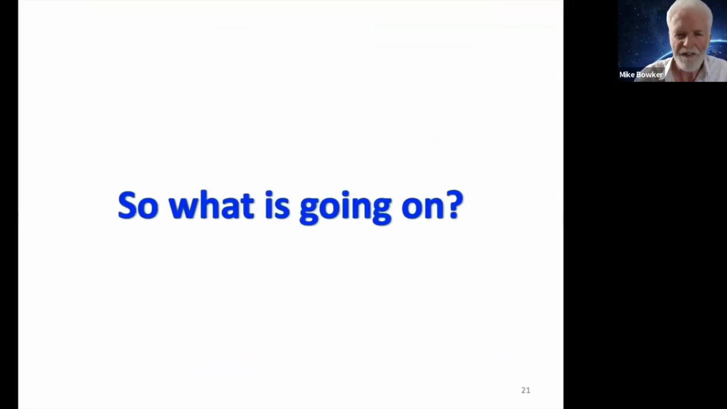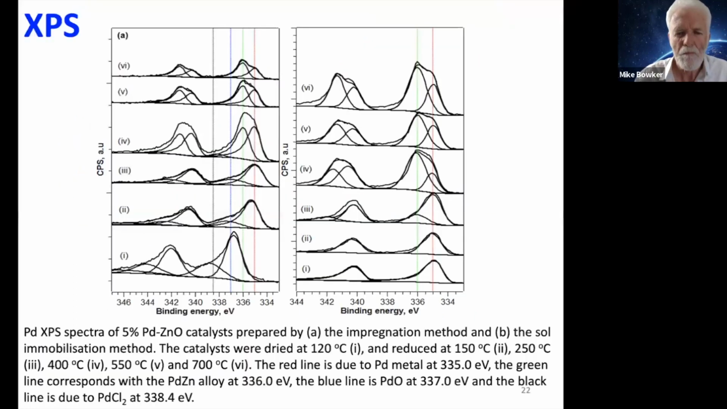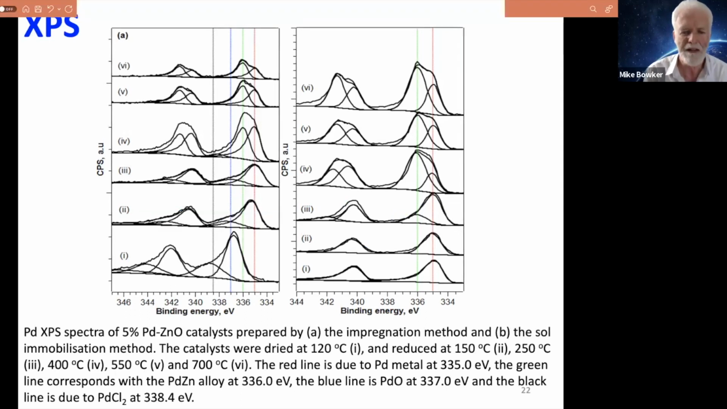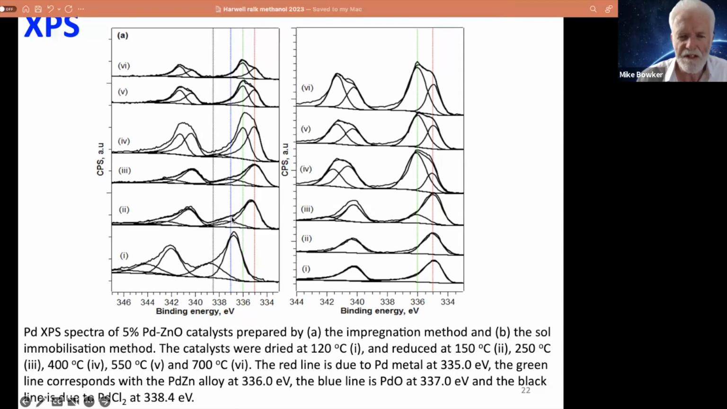So what is going on in this system? If we look at XPS first, this is what happens in the XPS palladium 3D signal when we prepare the catalyst to begin with, and that's here, and we see palladium oxide, as you might expect. As we increase the temperature under reducing conditions, or rather we pre-reduce under these conditions and then look at the effect of temperature, what we can see is that the palladium oxide diminishes and makes palladium metal.